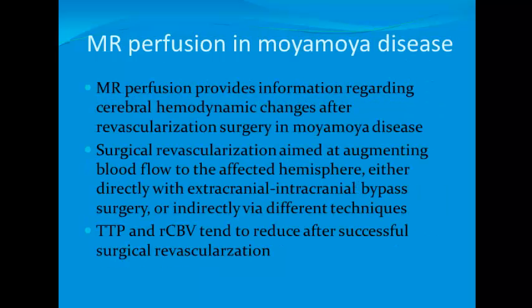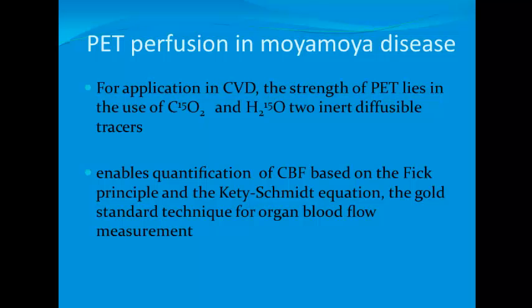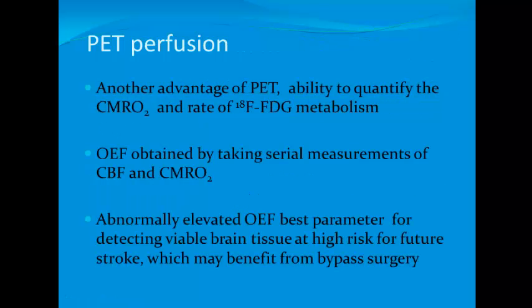PET, though, also has applications for cerebral blood flow, as we know, using two tracers such as CO2 and H2O with O15 labeled water, and using the Fick principle and Kety-Schmidt equations, we can calculate the actual cerebral blood flow. And the big advantage of PET is its ability to detect cerebral metabolic utilization of oxygen. So the oxygen extraction fraction can be determined by taking serial measurements of cerebral blood flow and by determining the cerebral metabolic rate of oxygen.